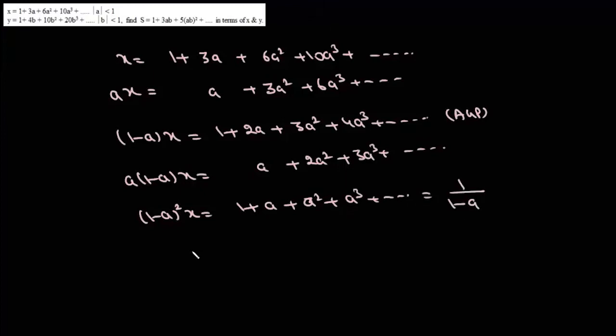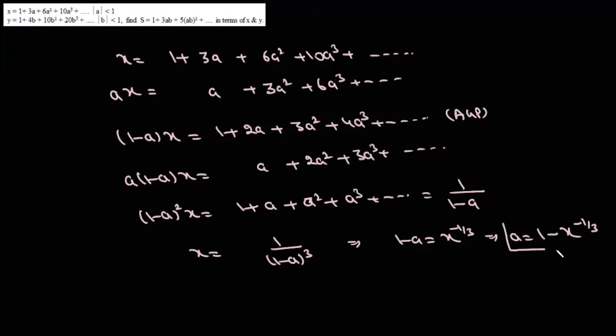So from here we can write X as 1 upon 1 minus A cube, and from here we can write 1 minus A is X to the power minus 1 by 3, or A is 1 minus X to the power minus 1 by 3, and that's our first result.